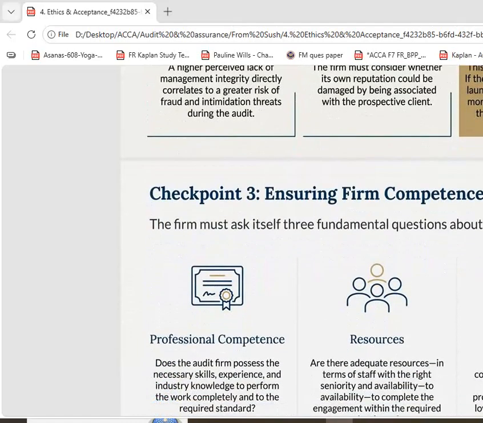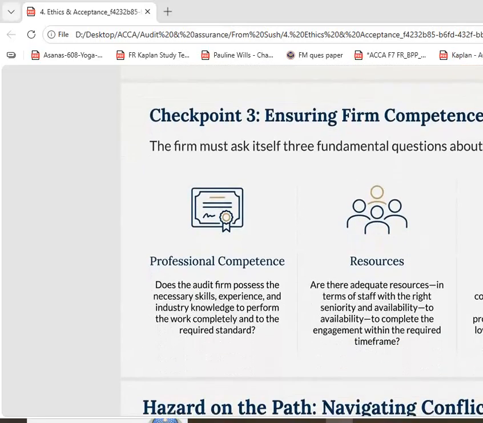Checkpoint 3 is ensuring firm competence and capability. The firm must ask itself three fundamental questions about its own readiness: whether it is professionally competent, whether it has resources, and fees and risk.